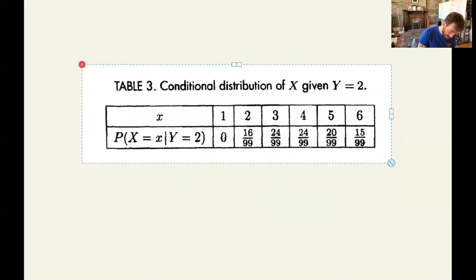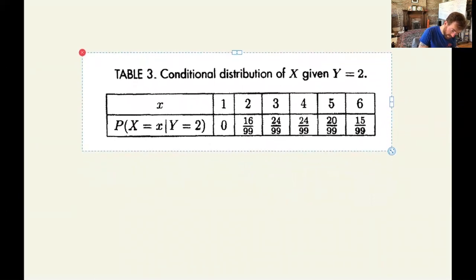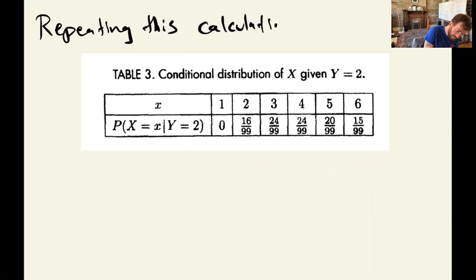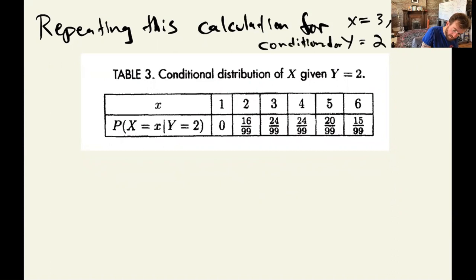So now we can actually get at it a little bit here. So we can say, again, from repeating this calculation for x equals 3, 4, 5, and 6, all conditioned on y equals 2, we then get this table.